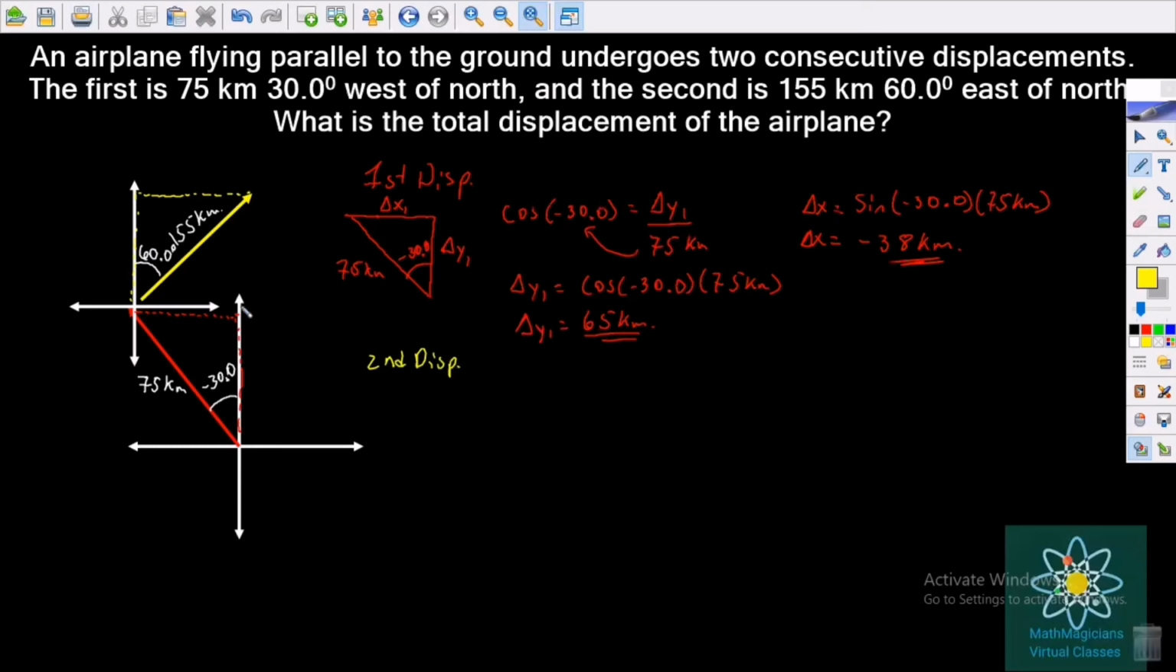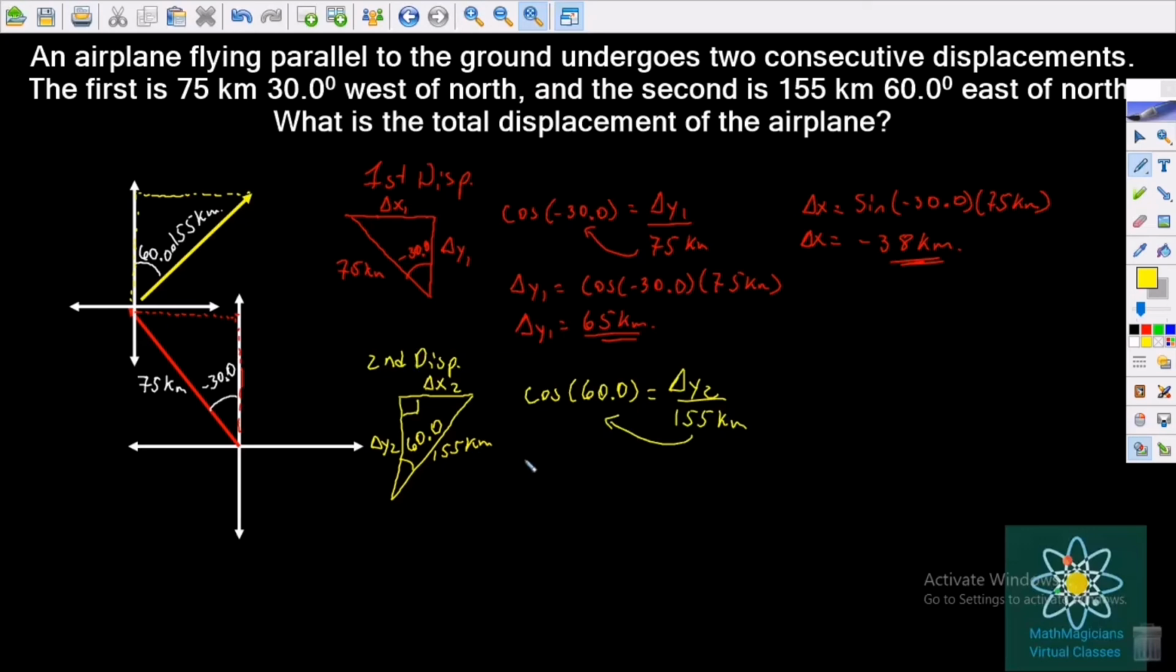It says here the angle, as we know, is positive. If we make our triangle, the triangle looks something like this here. It's a right triangle, and it says that this is 155 kilometers. This would be my delta y2, and this is my delta x2, and my angle is 60.0 here. Now, let's continue. If we use cosine of 60.0, it is equal to the adjacent, delta y over the hypotenuse, that is 155 kilometers.